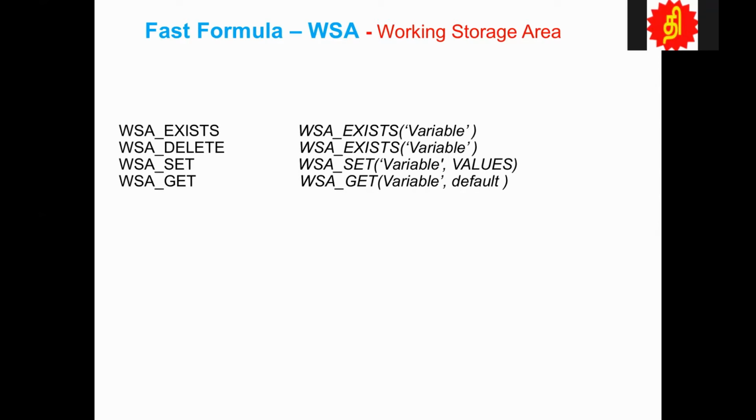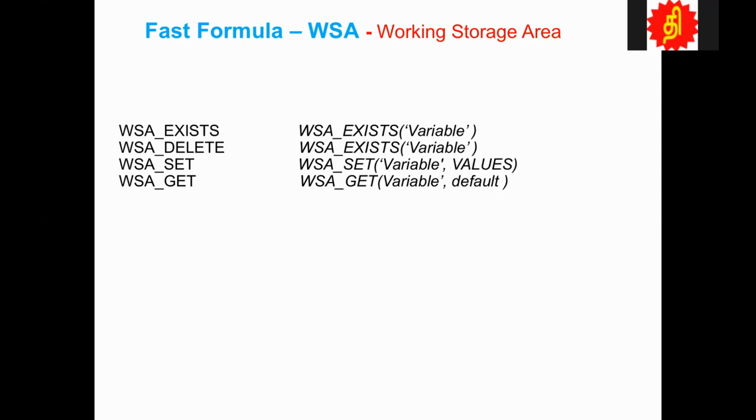Before you get the value, you can find out if the WSA is set, I mean, if the WSA value exists in that area. So you can validate before you are getting the value. Then you can delete the value. So it is a four-symbol function.